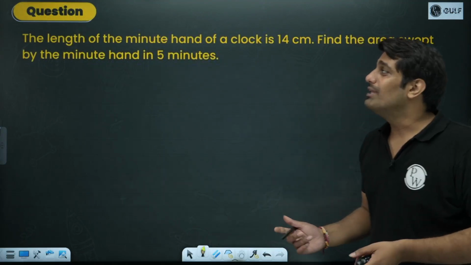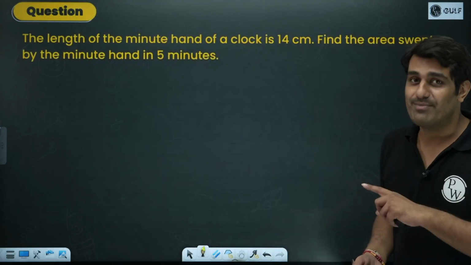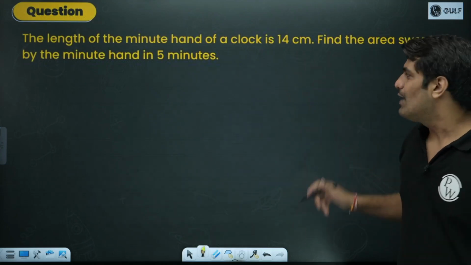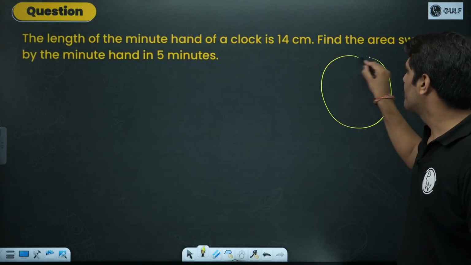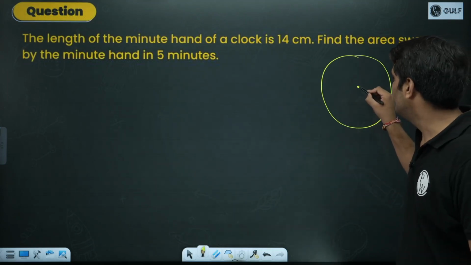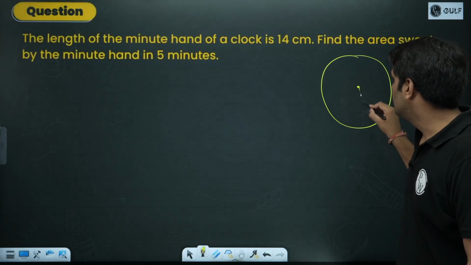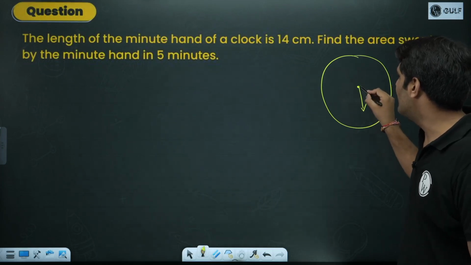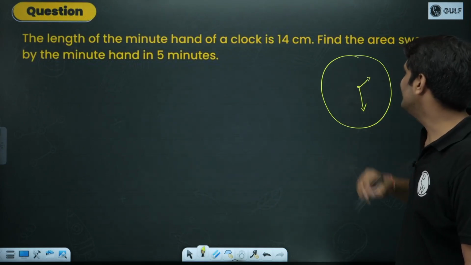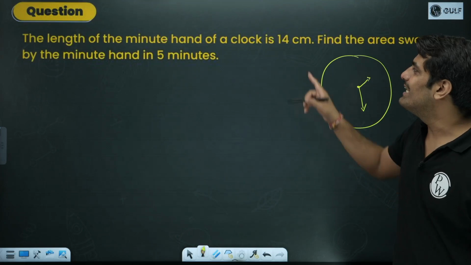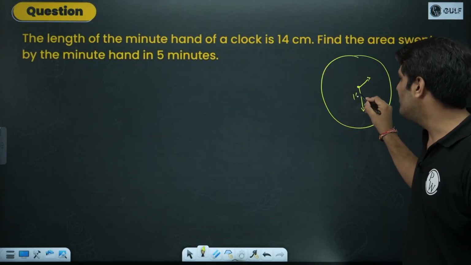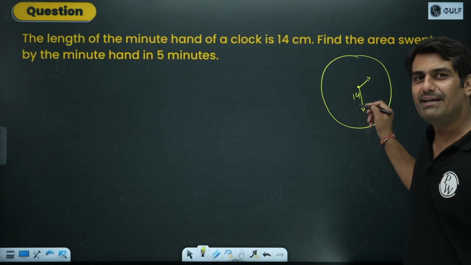Over here, it's talking about the length of the minute hand, and they are talking about the time. The minute hand of a clock is 14 centimeters. I hope you have seen a clock. We have a minute hand and an hour hand like this, right? Now they are saying that the minute hand is 14 in length. So this length is given to me as 14. This long one is the minute hand.